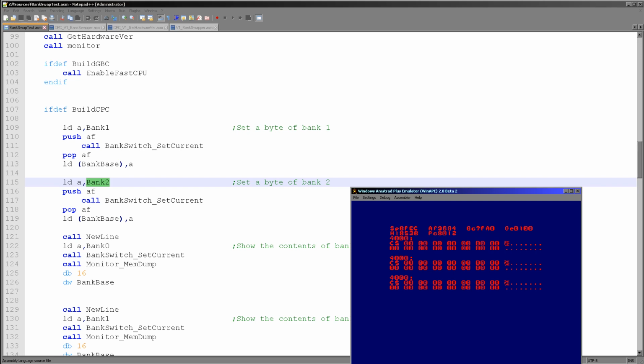So there we go. So that's how we can use the CPC Plus's features and the extra memory in a fairly straightforward manner. I hope you've enjoyed this lesson.